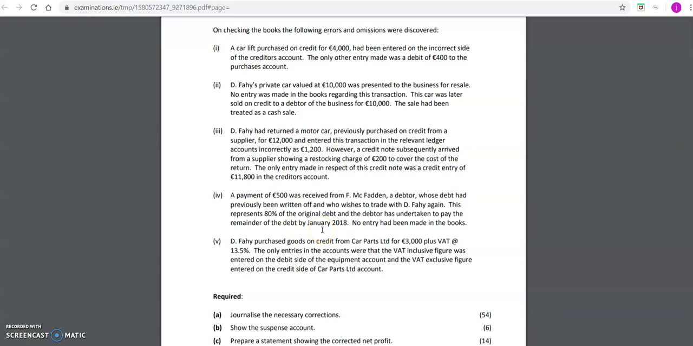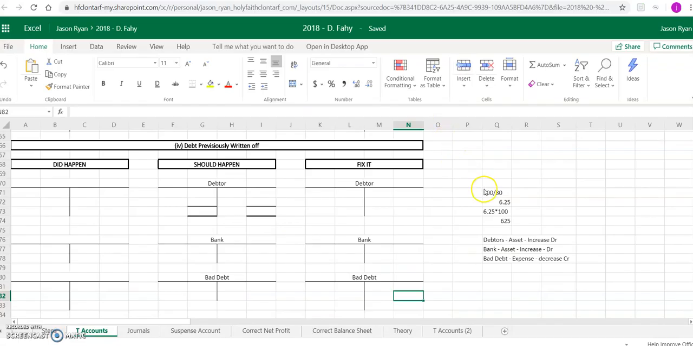No entry has been made in the books, so it's only 80%, and we have to find out how much 100% is. So we take 500 divided by 80, which gives us 1%, so 6.25. To get 100%, you take the 6.25 multiplied by 100, so the full debt is 625.